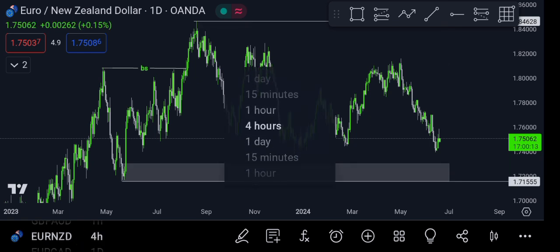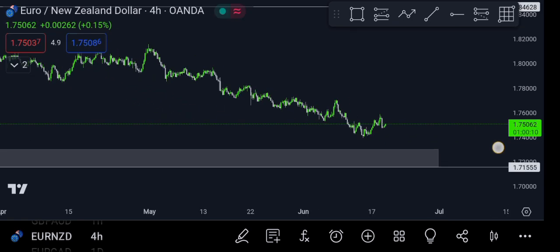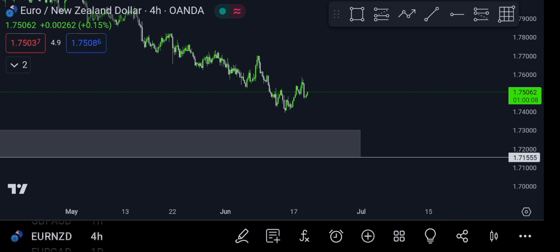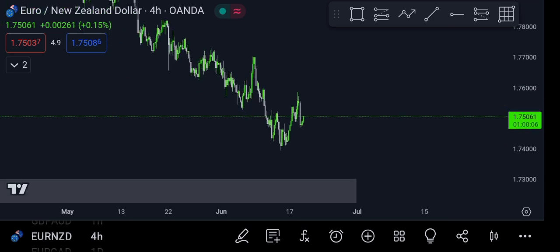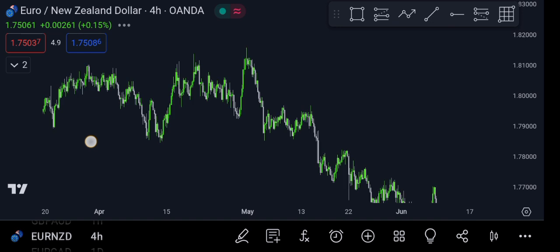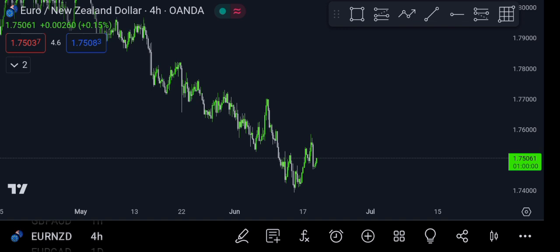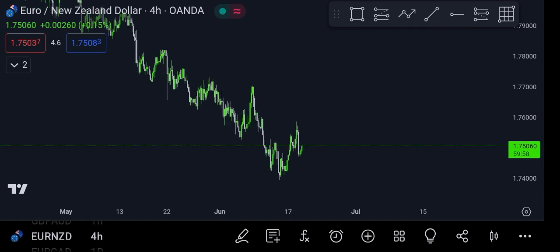So I'll switch to the 4 hour time frame. Looking at the 4 hour time frame, guys, you can see that the 4 hour time frame has been printing lower lows and lower highs. As you can see, the 4 hour time frame is on a downtrend. But when you switch to the daily time frame, as you saw, we are on an uptrend. But on the 4 hour time frame, it is on a downtrend.